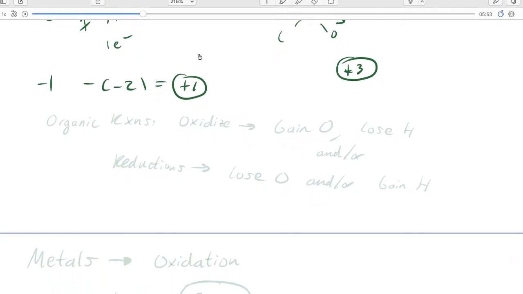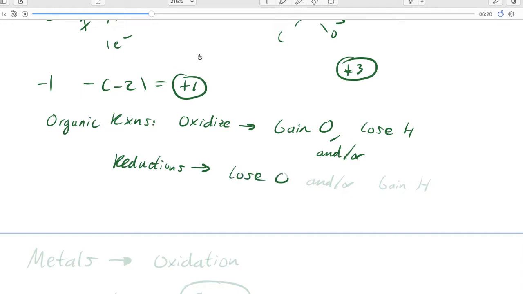And so the general definition for organic reactions: if you oxidize something, you're going to gain oxygen or lose hydrogen, whereas reductions are loss of oxygen and or gain of hydrogen. So that concept is actually pretty simple.